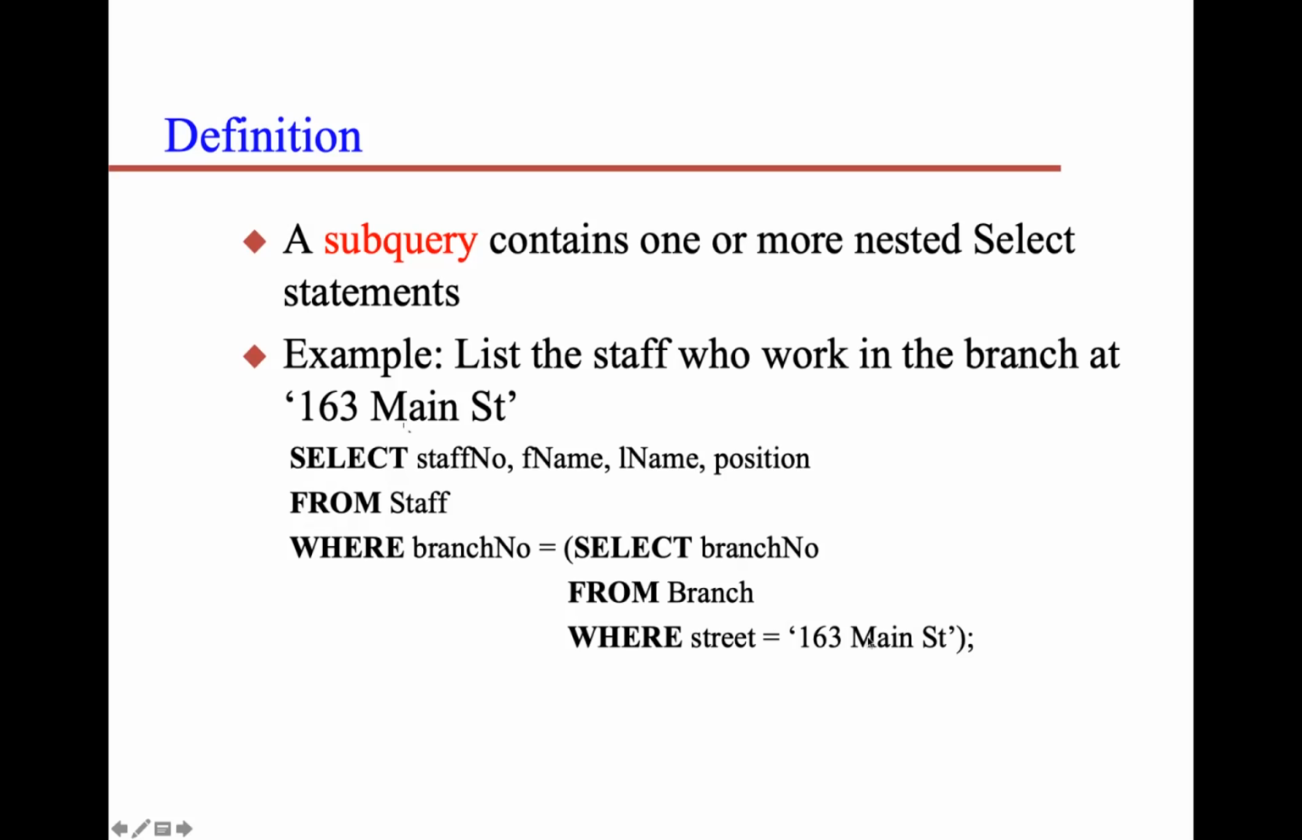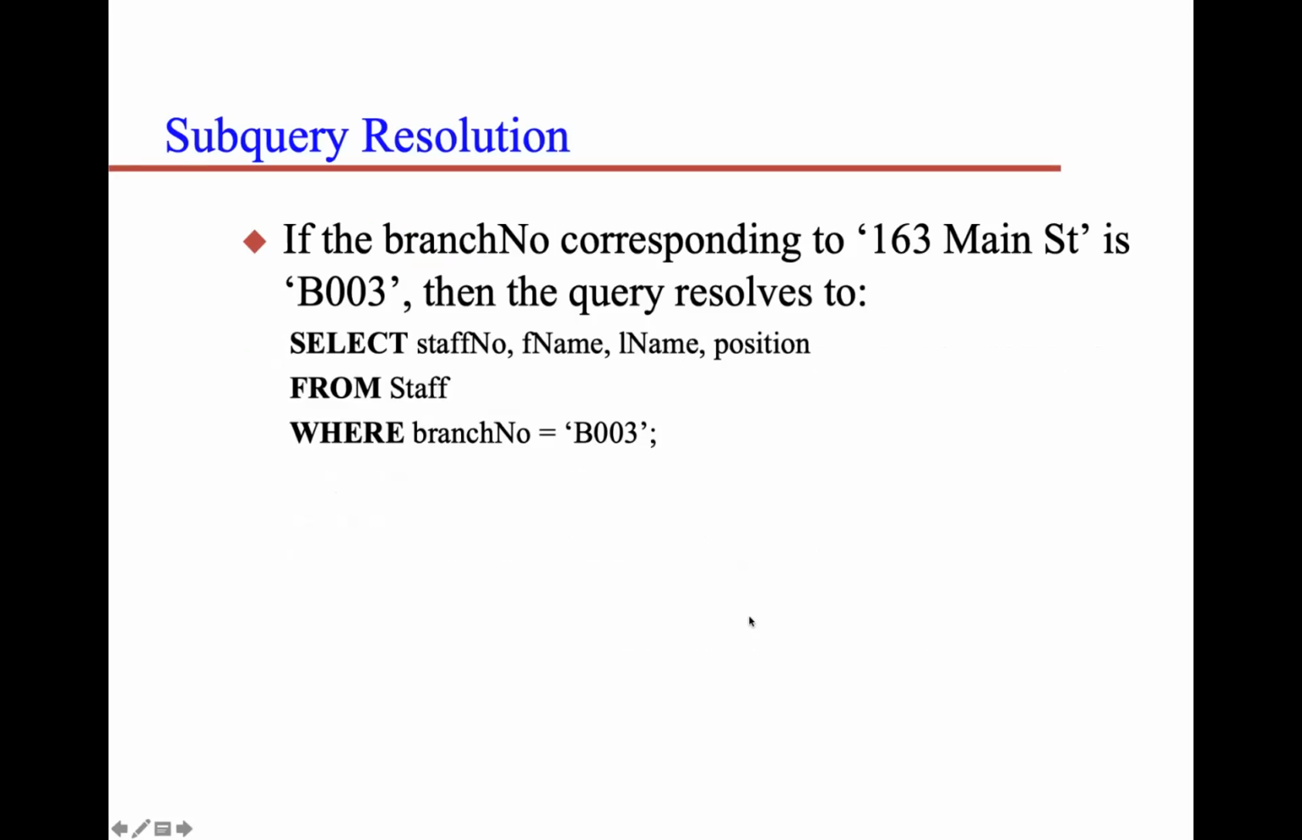And what happens is that SQL satisfies these select statements from the most deeply nested one out. So it starts with this one because it's the most deeply nested, and it will resolve that one to B003, because that is the branch number for the branch that's at 163 Main Street. Once it has resolved the innermost select, it's ready to execute the outermost select, and it would return all staff at branch B003.